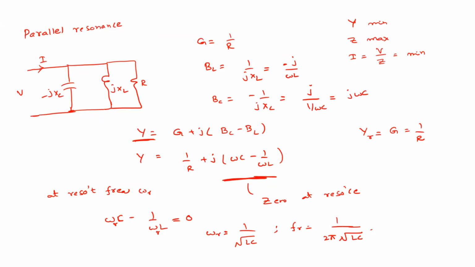If current is involved in one, voltage is involved in the other. If this is maximum, that will be minimum, likewise. So both will be the same. But here the assumption is that the capacitor and inductor are both ideal, so these things will never arise practically.